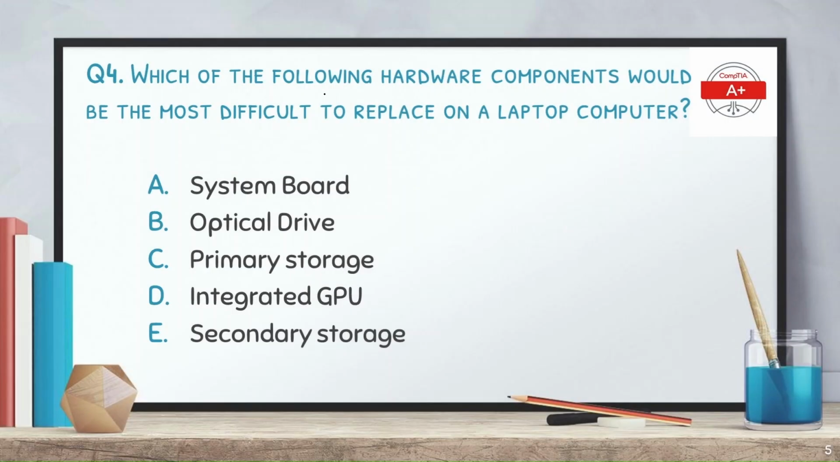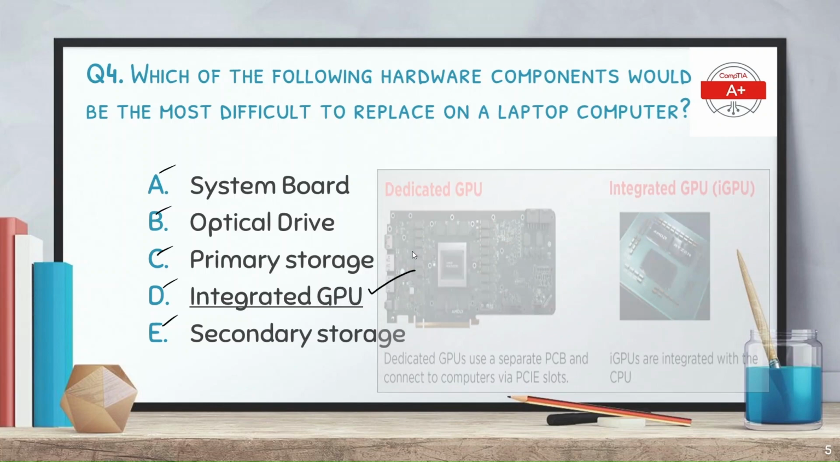Question number four is, which of the following hardware components would be the most difficult to replace on a laptop computer? The options are: option A, system board; option B, optical drive; option C, primary storage; option D, integrated GPU; and option E, secondary storage. And the correct option is the integrated GPU.